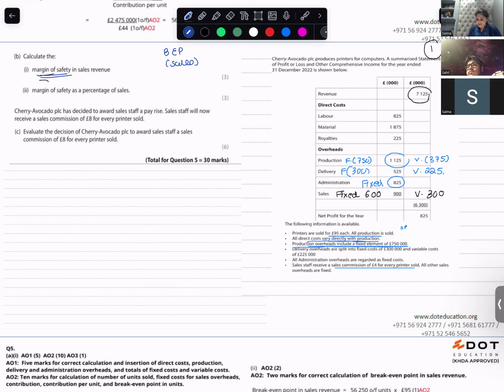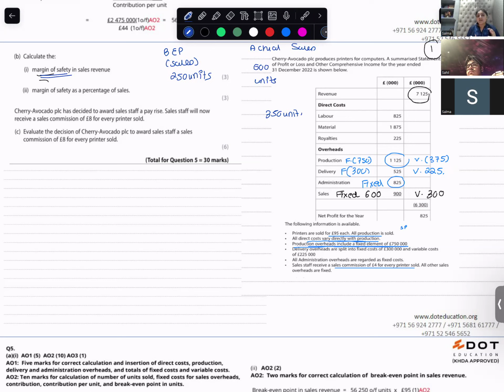Suppose your break-even sales is 250 units. That means if you're going to sell 250 units, you're going to make no profit, no loss. And your actual sales is 600 units. That means you are safe by 350 units in the market. You are selling 350 units more than what units you have to sell to recover the cost.